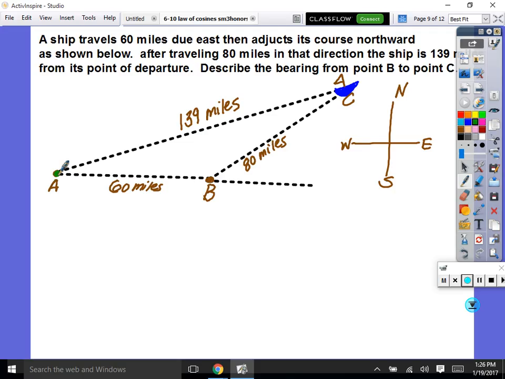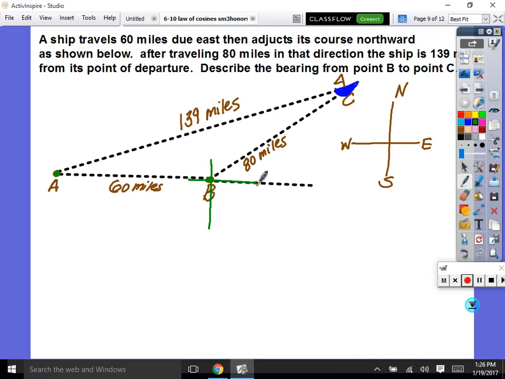So if we have a starting point, it says a ship travels 60 miles due east. So look, here's north, south, east, west, right? So do you see how starting out I'm going due east? Here's my ship going. It says after 60 miles, it turns northward. And then it goes in the north direction for 80 miles till it hits here. There's my ship. It says then from that point to the point of departure, which was point A, it was 139 miles. What it wants is the bearing from point B to point C. So what we're going to do is go down to point B and draw in a north, south, east, west line.